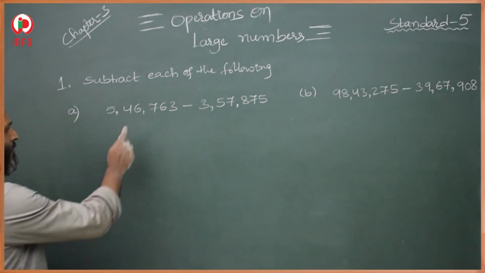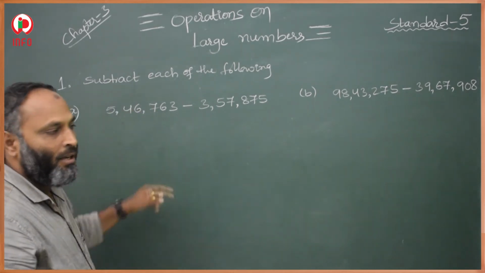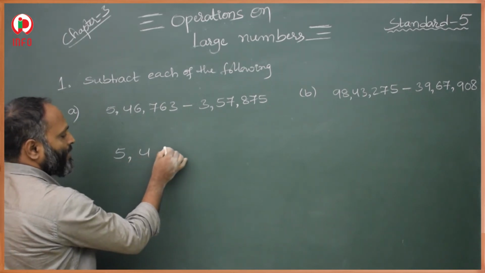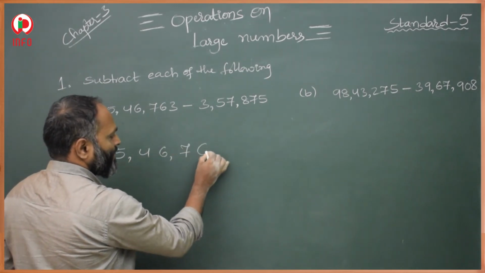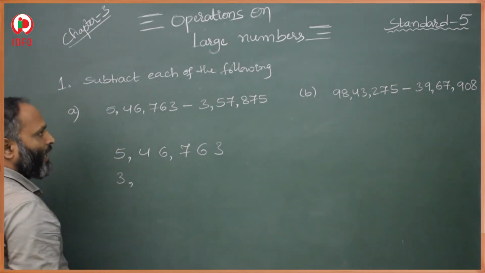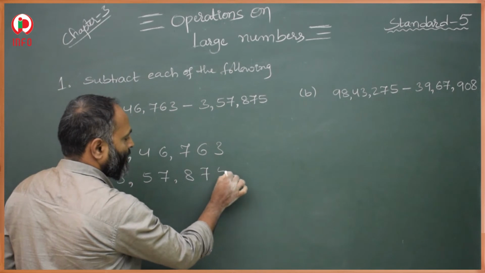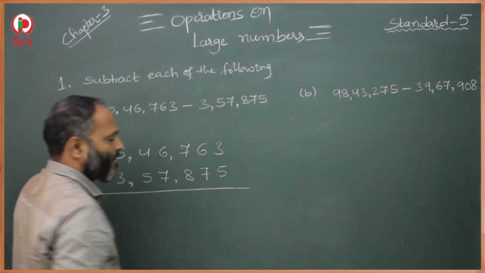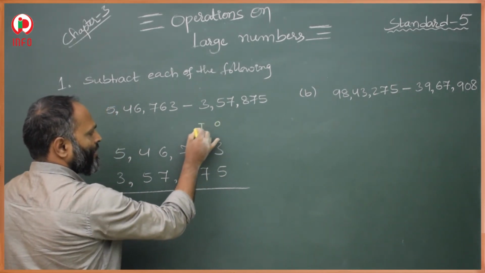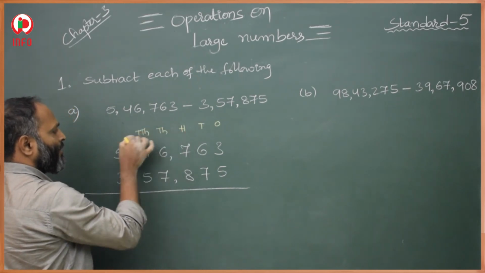Here, this is the first and this is the second. How many digits we have? 1, 2, 3, 4, 5, 6. First you take the first. So what is the first number here? 5,46,763. The second number, 3,57,875. Now, after this, we have to write the place values: ones, tens, 100, 1000, 10,000 and lakh.